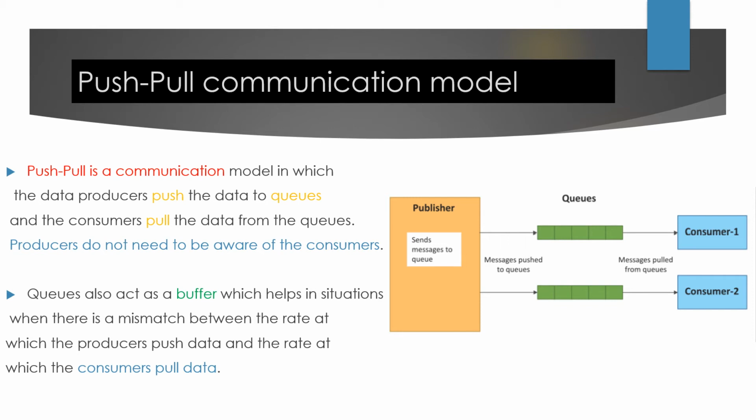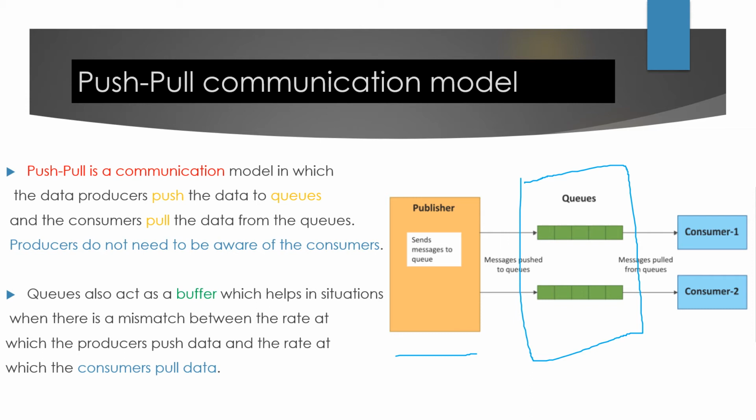So it is a very simple communication type of model, we can say. It contains, first, as usual, the publisher, which sends a message to the queue, and the middle entity present here is the queue. In the case of publish-subscribe, we have the broker, but in the case of the push-pull communication model, we have queues here.